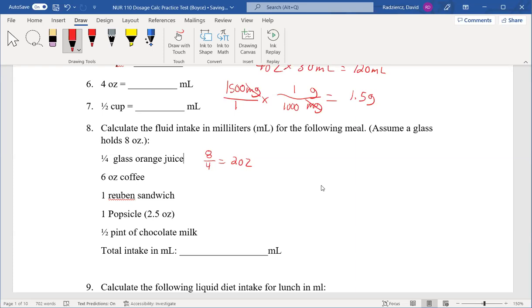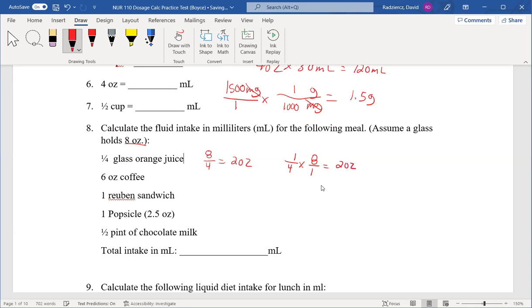I don't know that you'll even see something like that on your actual test. I just put that on there to challenge you a little bit, to make you think through it. Since I know that one glass is 8 ounces, there are 2 ways to look at that. I can either put the 8 over the 4, or I could say 1/4 times 8/1. Then you just multiply across the top, divide by the bottom, but it's the same thing. So you're still going to get 2 ounces.